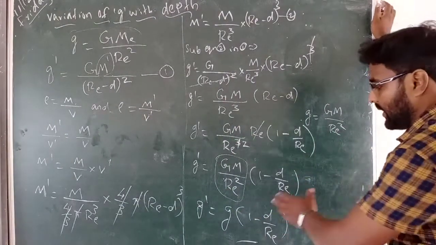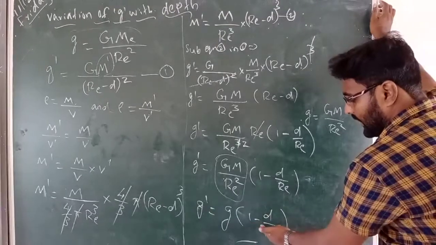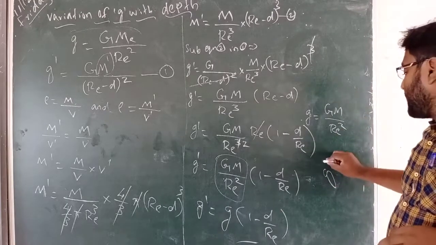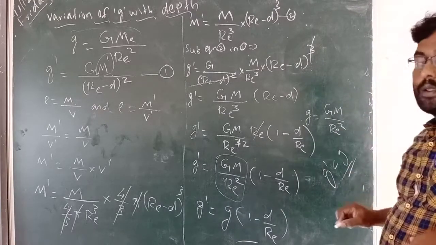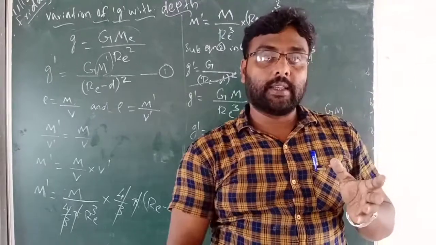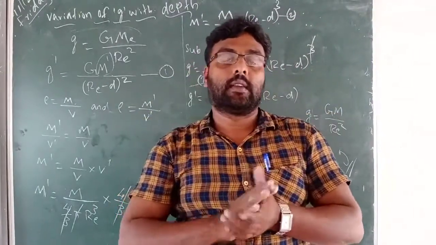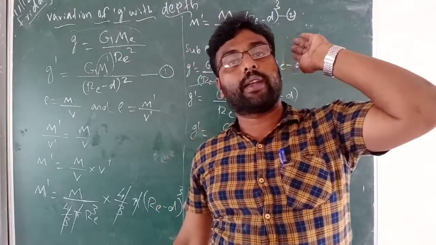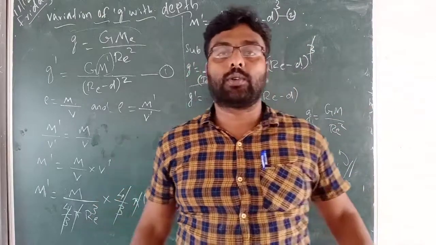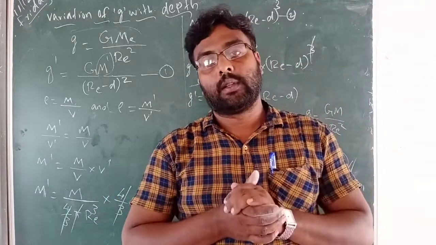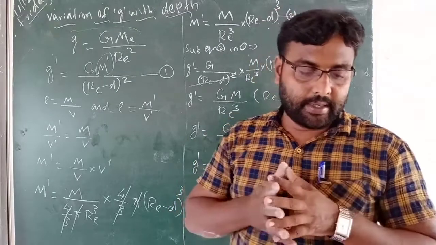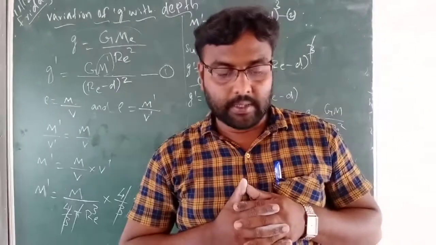Based on this, there is a solution given. This equation shows that here also it is less, d by r e. So g dash is less than g. So here also there is a variation. Based on this, if altitude changes, height increases, acceleration due to gravity decreases. Depth changes also, gravity value changes. You can see in page number 20, variation of g with depth.